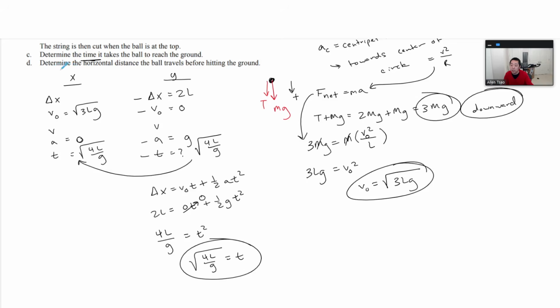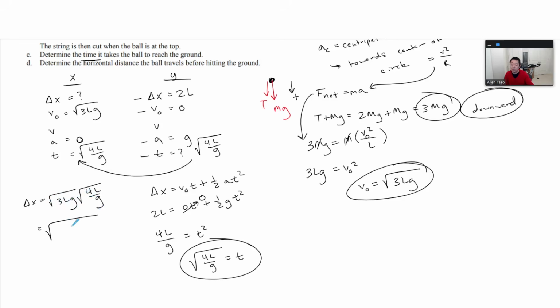And so the next part is to determine the horizontal distance. That means they want the horizontal displacement it travels before hitting the ground. We're going to use the same equation. Now that I know the time, I can use the same equation here. The v0 is square root of 3lg. And the time is square root of 4L over g. Because the acceleration is 0, this part doesn't matter. So then I can just put them all in the same square root.